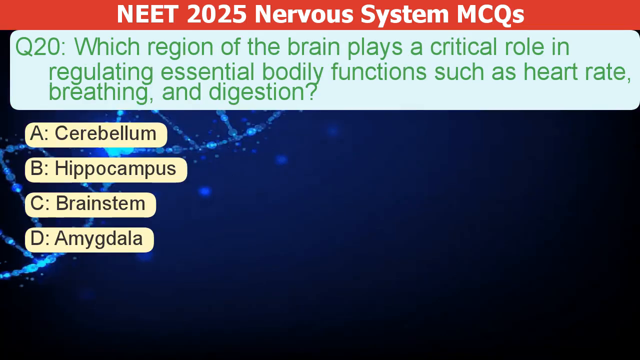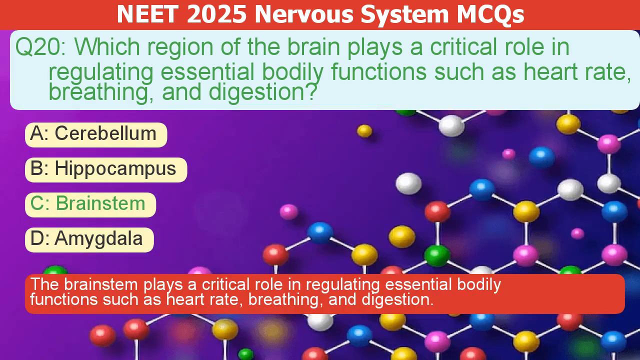Which region of the brain plays a critical role in regulating essential bodily functions such as heart rate, breathing, and digestion? A. Cerebellum. B. Hippocampus. C. Brainstem. D. Amygdala. The correct answer is C. The brainstem plays a critical role in regulating essential bodily functions such as heart rate, breathing, and digestion.